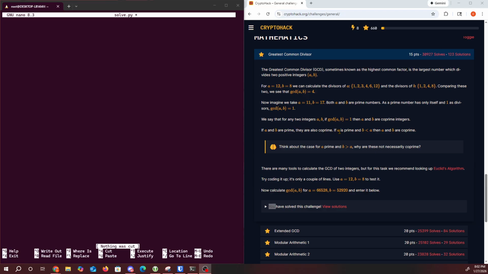If a is prime and b is less than a, then a and b are co-prime. Think about those cases for a prime and b greater than a. Why are these not necessarily co-prime?